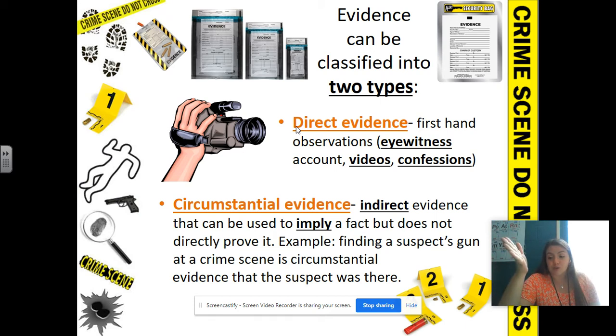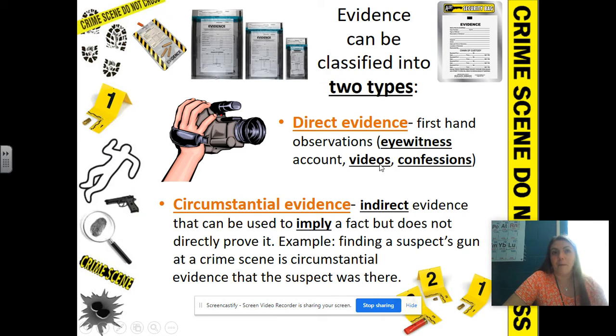A video would also count. So if you have surveillance cameras that pick up the entire crime, well, now we are watching the video with our eyeballs, so we are directly seeing it. And then confessions. So if a person goes to the police station and says, I committed this crime this way, they were there. So they are their own eyewitness to their own crime. So that also would count as being direct. But literally just those three things: eyewitness accounts, videos, or confessions, and possibly pictures.